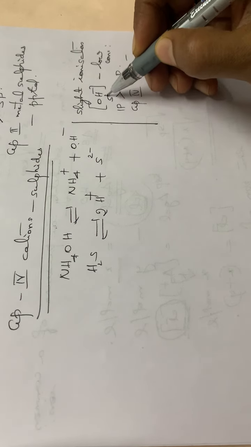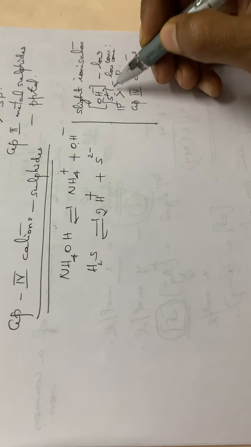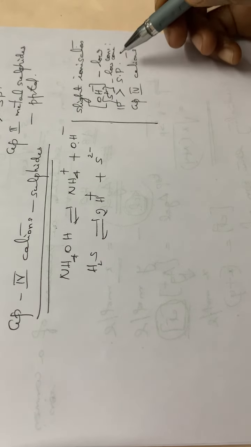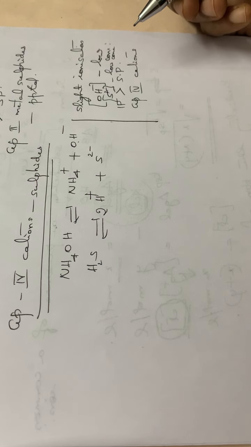Here, OH minus as well as S2 minus ion concentrations are very low, isn't it? Both of them have a very low concentration. Therefore, group 4 cations will be precipitated.